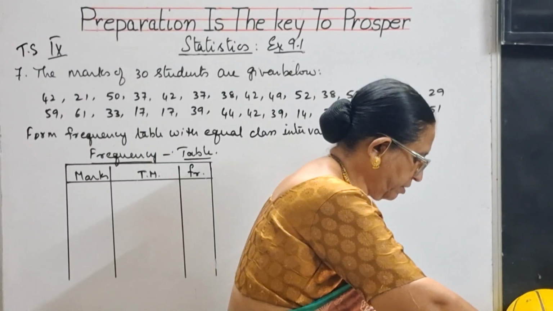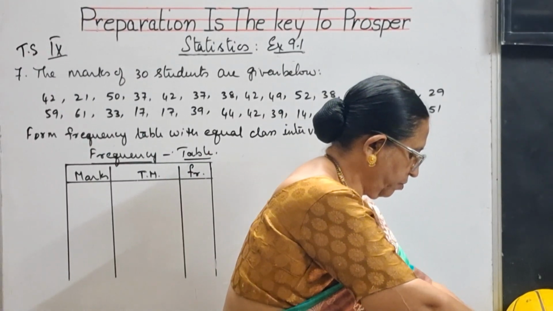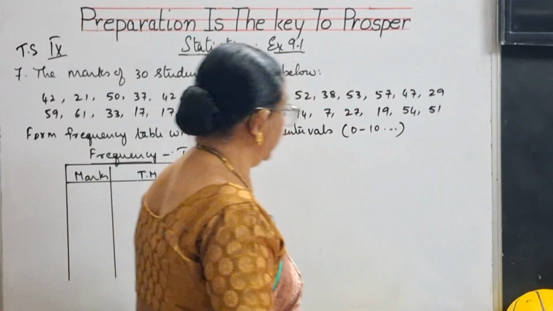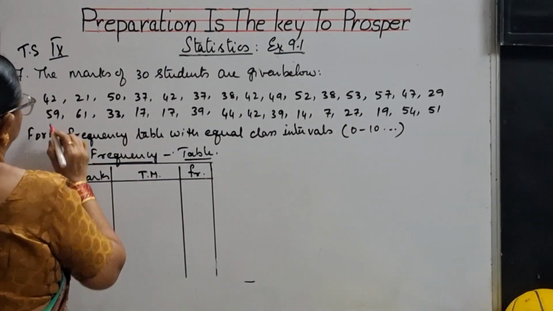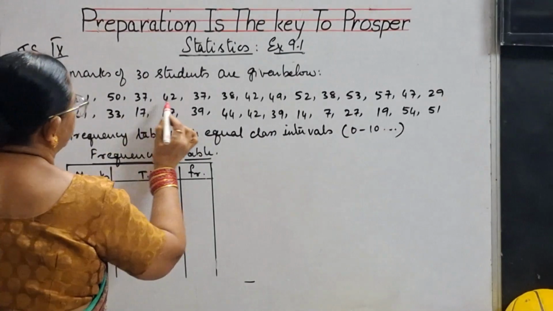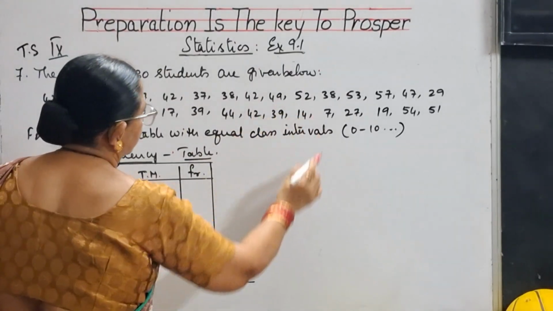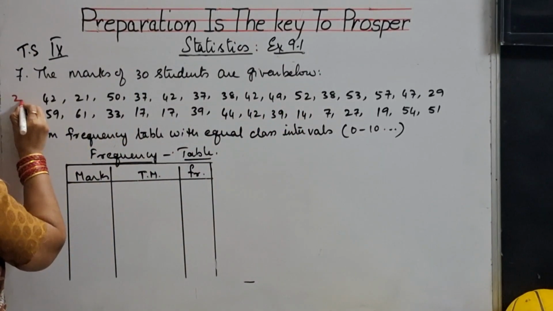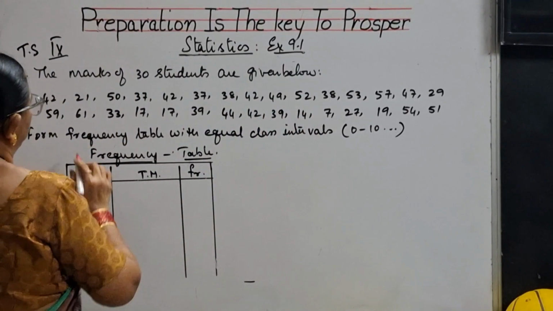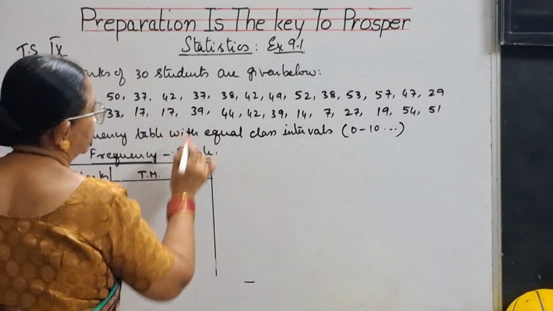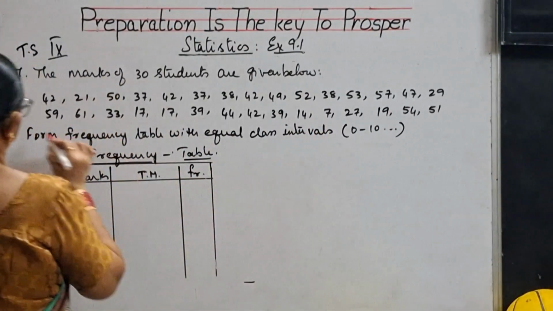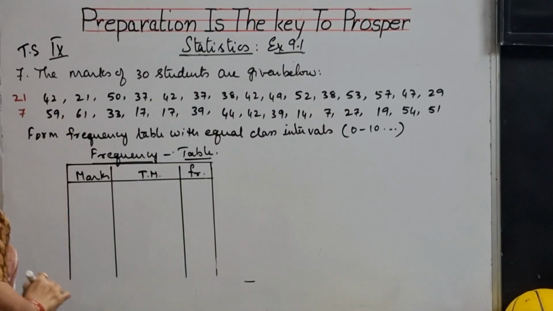So let me see here. What is the least value in this? On this line, as I told you, on the left side we will write. This is 21, 29, so 21 is the least value. And in this, what is the least value here? 17. 7 is the least value.